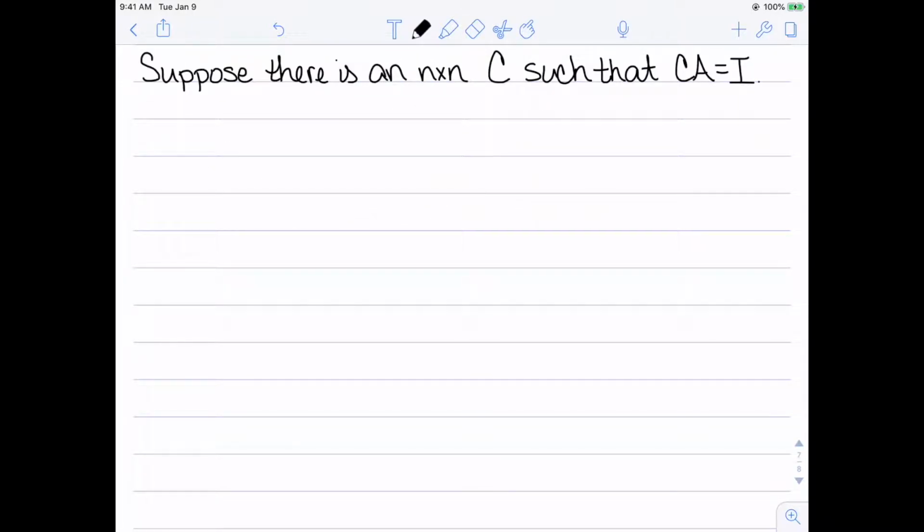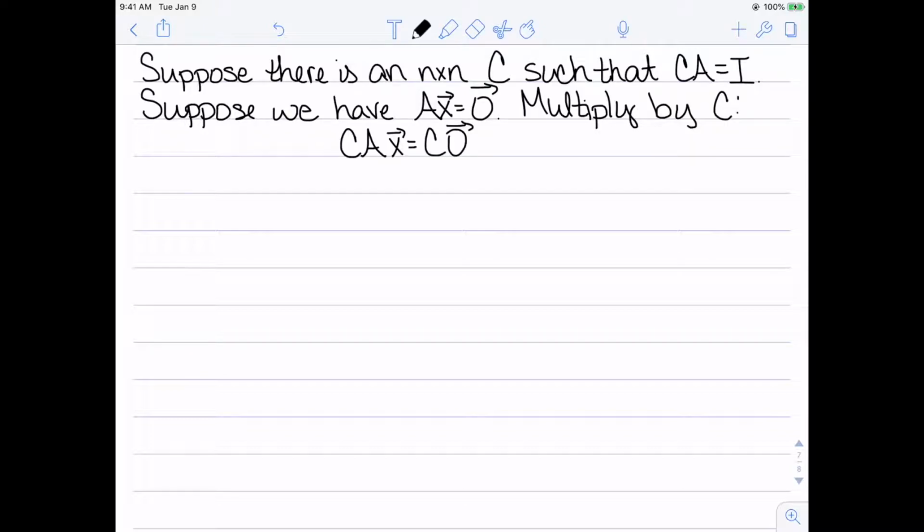For the next part of this proof, I'm going to suppose there's an n by n matrix C such that CA is equal to the identity. And let's suppose we do have a system of equations AX equal to 0. We can then multiply both sides by C on the left, so that's CA times X is equal to C times 0. Since C times A is equal to the identity, the left-hand side just becomes X, and C times 0 is just 0. So therefore, I started with a homogeneous system, AX equal to 0, and showed that it only had the trivial solution. So I now have that 6 implies 4.